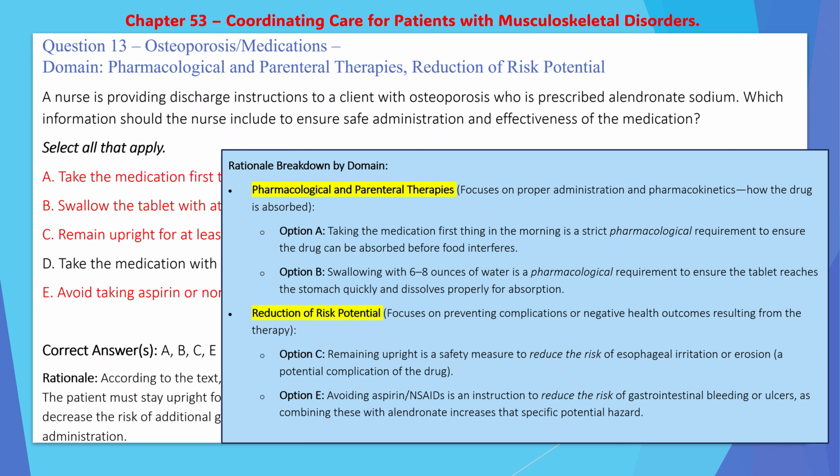The pharmacological and parenteral therapies domain focuses on proper administration, how the drug is absorbed. So options A and B talk about pharmacological therapies: take the medication first thing in the morning and swallow with 6 to 8 ounces of water. And then reduction of risk potential focuses on preventing complications or negative health outcomes resulting from the therapy. So options C and E, as you see.